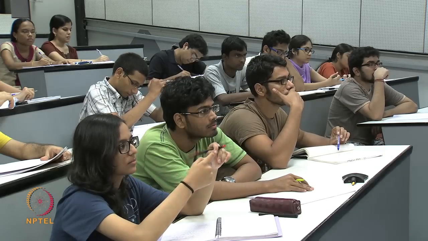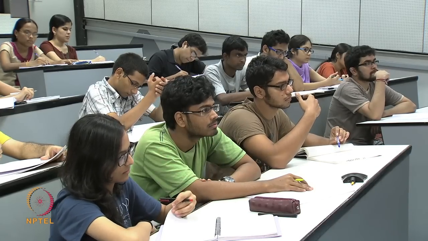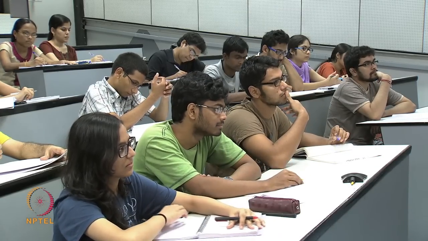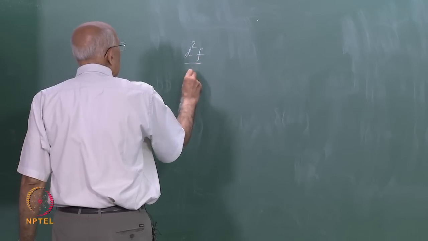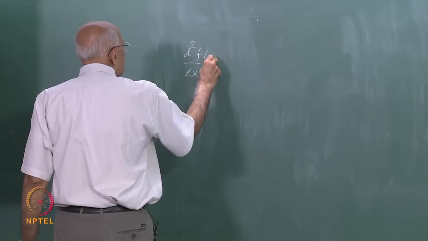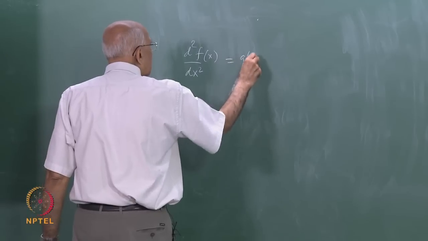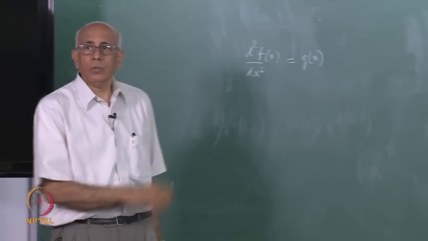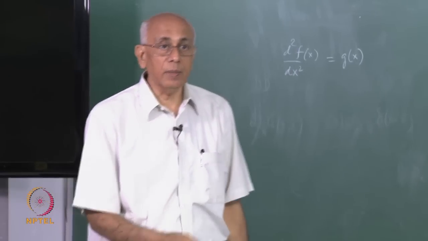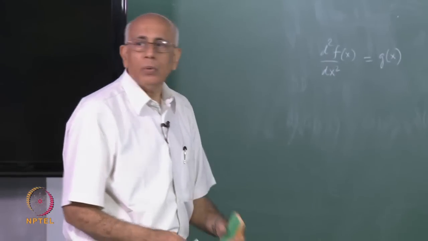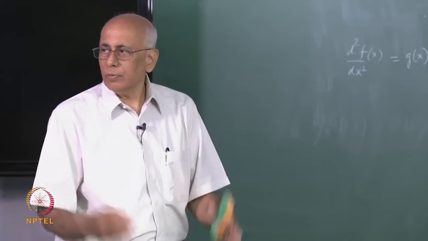Oh, the example is a standard one. It starts with a self-adjoint differential operator, so it is of the form d2f over dx2, this is f of x, equal to some given function g of x. I would like to solve this equation. Okay. This is the simplest of examples. We need some boundary conditions and we need to say what is the range of x, etc.